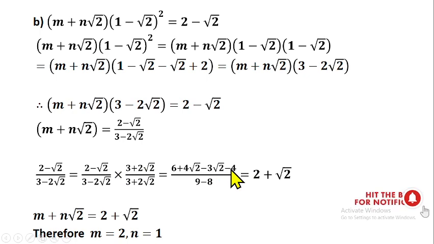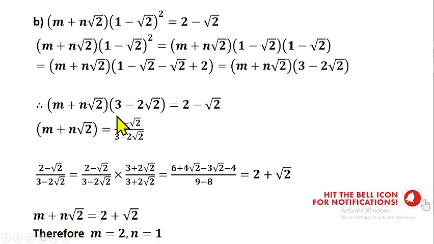6 minus 4 gives us 2. Then here you have 4√2 minus 3√2. What do you think that will give us? That should give us √2. 4 of the surd minus 3 of the surd should give us 1 of the surd, which is √2. Over 9 minus 8, which gives us 1. So this divided by 1 will give us 2 plus √2. That means the answer to this left hand side is 2 plus √2.